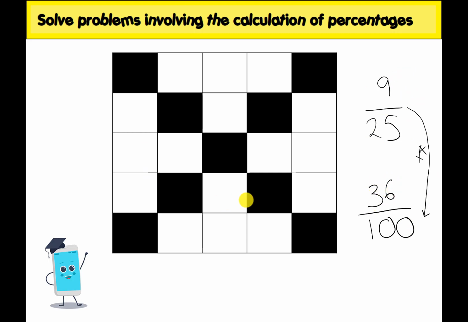So I've represented the number of black tiles in this picture in a fraction, and I've then found the equivalent so that I can change it to a percentage. Once I know what it is out of 100, I know the percentage. So 9/25 is 36%. In this picture, 36% of the tiles are black.